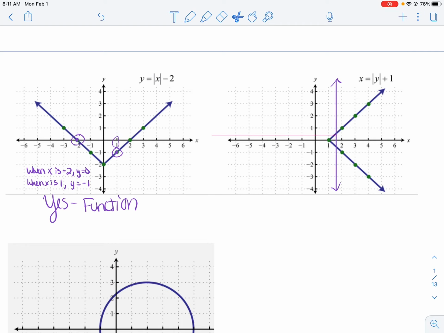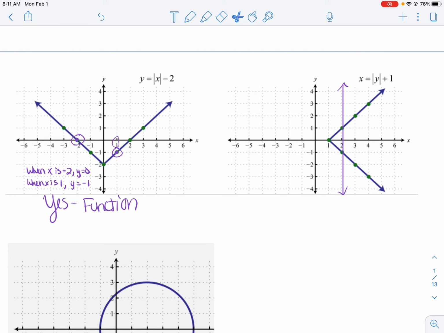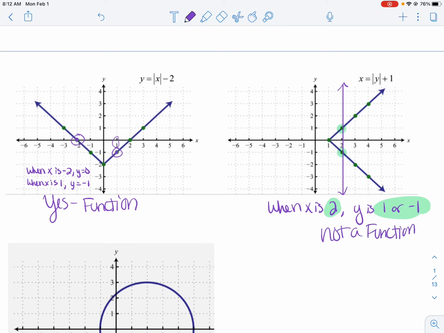But as soon as I go past that, look at what's happening, right? I'll go to the green dots so you can see a little more clearly. Right here, when x is 2, there we go. So right there, when x is 2, we have two possible outcomes for y. It could be 1, or it could be -1. So because we have two outputs for one input, that makes this not a function, all right? That vertical line hits more than one point at a time. It is not a function.